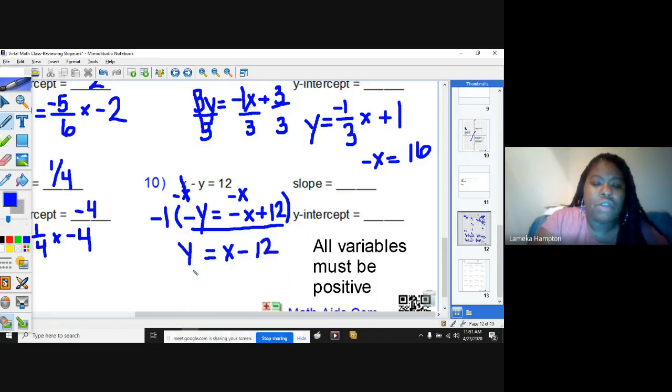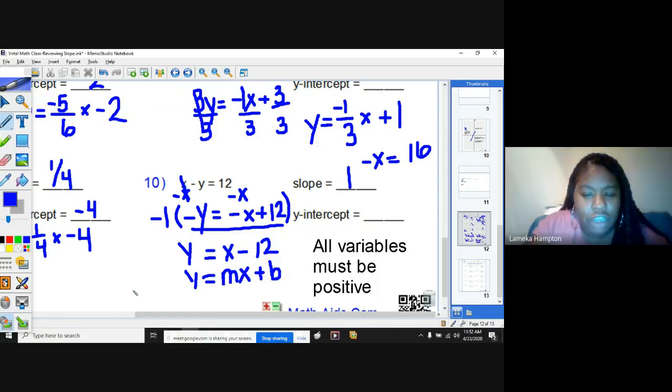All right. Now I'm going to rewrite this y equals mx plus b. Now it matches. It is now in the correct format. So, what is my slope for number 10? We had to go through all of this to find this number. 1. Excellent job, Miss Philomena. And what is my y-intercept? -12.